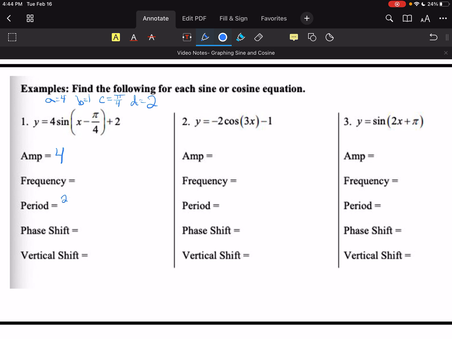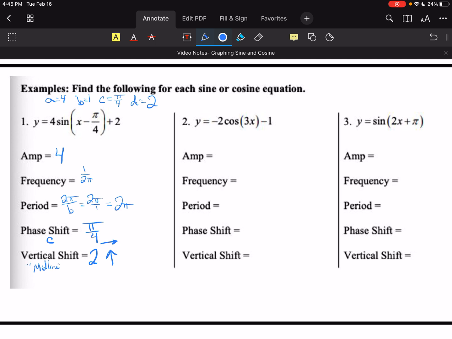And we're going to find our period first. So 2 pi over b, 2 pi over 1, which is just 2 pi. My phase shift comes from my c value, and that's positive pi over 4. So I'm going to go right pi over 4. Vertical shift is 2. That's going to move me up. Now, my frequency is 1 over my period, so my frequency would be 1 over 2 pi. Now, remember, your vertical shift is also represented by your midline.